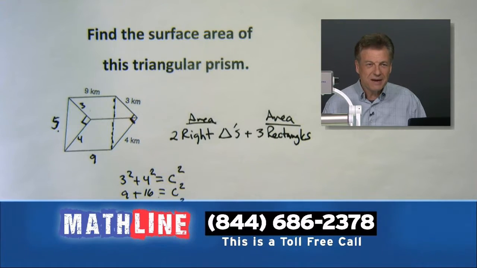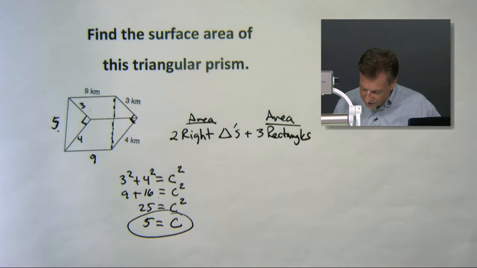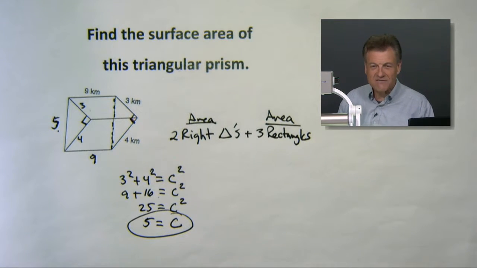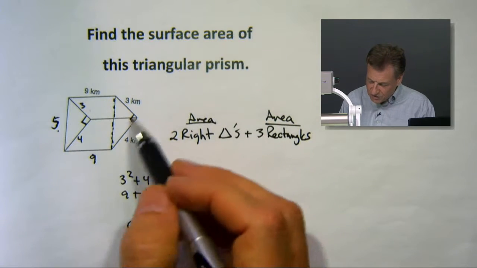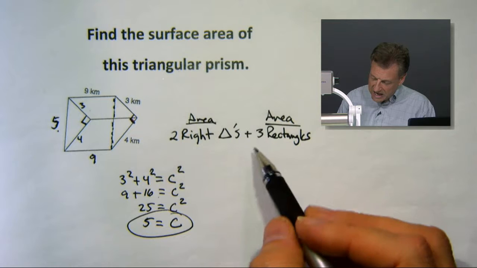Yesterday, we set up a little problem going here. Triangular prism. Surface area of a triangular prism. We got rectangles floating around in here. We got right triangles, we got 2 of those, and we had 3 rectangles.